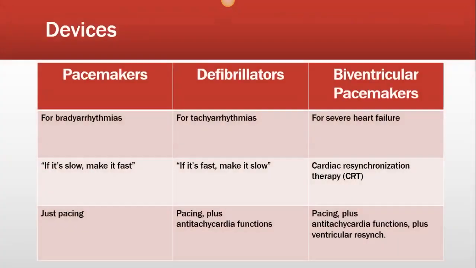So devices, we're also using those to help with anti-arrhythmia therapy. There's pacemakers, defibrillators, and then I will talk a little bit about biventricular pacemakers. Pacemakers are generally for bradyarrhythmias. If it's slow, we want to make it fast, and it's for pacing. Defibrillators are for tachyarrhythmias. If it's fast, we've got to slow it down. Defibrillators can be used for pacing plus anti-tachycardia functions.